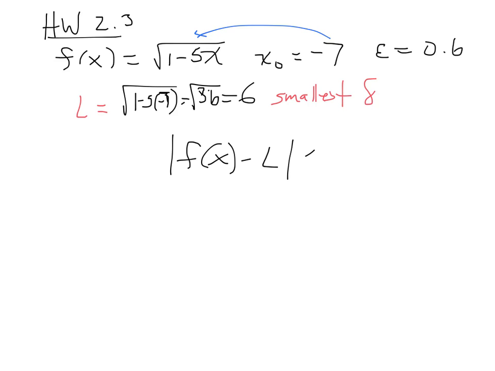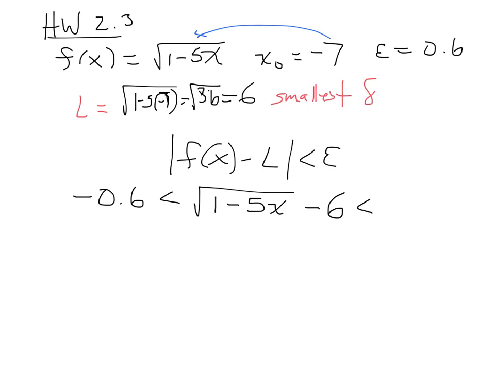So we need that to start this whole process: the absolute value of f of x minus L less than epsilon. Now I'm going to get rid of my absolute values in one step, meaning I'm going to do minus 0.6 less than my f of x, the square root of 1 minus 5x, minus the limit we just found, less than plus 0.6.